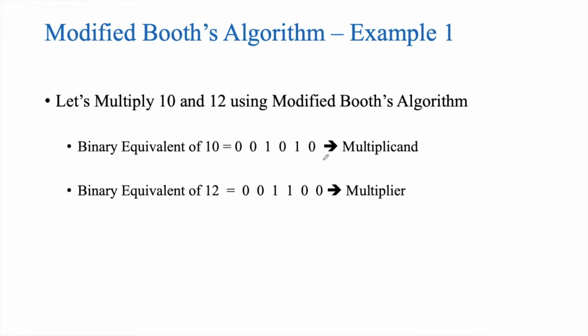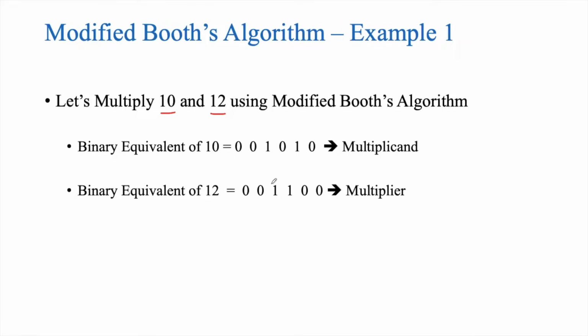So here is a first example. We are taking two different values. One is 10, the other one is 12, and we should multiply this 10 and 12 using modified Booth's algorithm. That is the first example that we are considering. So what is the binary equivalent of 10? It is 0, 0, 1, 0, 1, 0. What is the binary equivalent of 12? It is 0, 0, 1, 1, 0, 0.